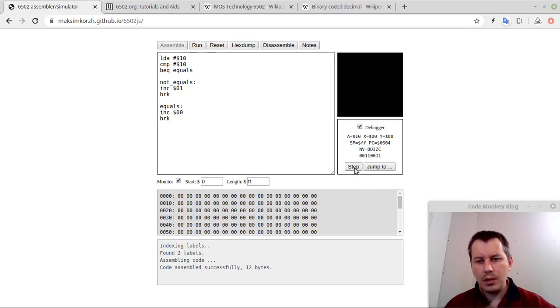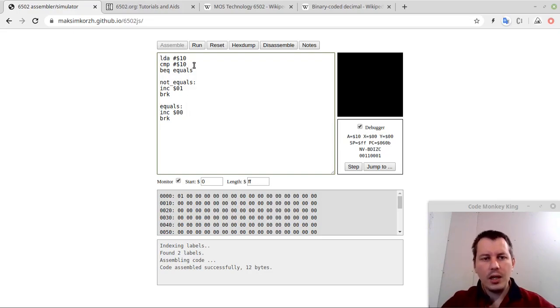So 1, 2, and now from 4 it just jumped to 9. In the next step it increments by 1, so we know that the program counter has jumped because 10 is equal to what we have in the A register. It jumps here to equals and then stops.